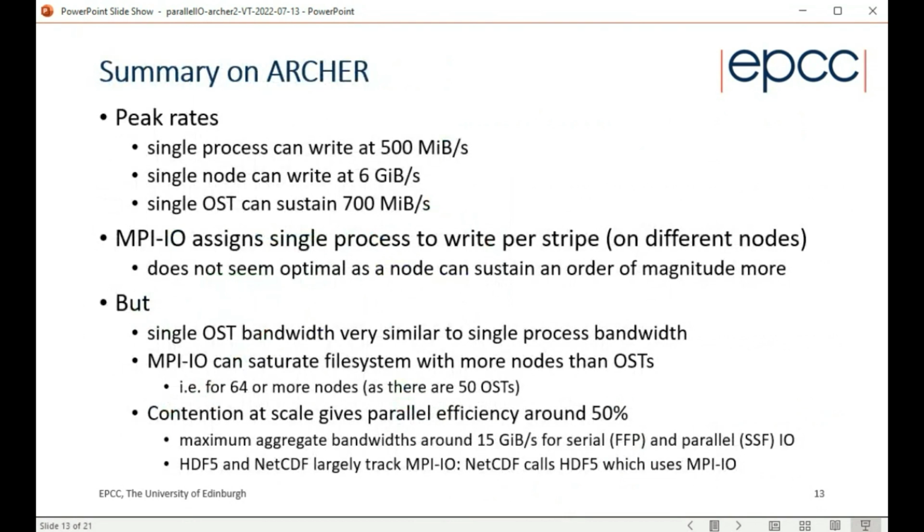So the summary: a single process can write at 500 megabytes per second. A single node could write at 6 gigabytes per second, which seems great. So you think I want to have multiple processes writing per node, but actually the single OST can only sustain 700 megabytes per second. And parallel library MPI-IO. Now the reason I concentrate on MPI-IO is that most parallel libraries like HDF5 and NetCDF under the hood use MPI-IO. On Archer, MPI-IO assigns a single process to write per stripe.